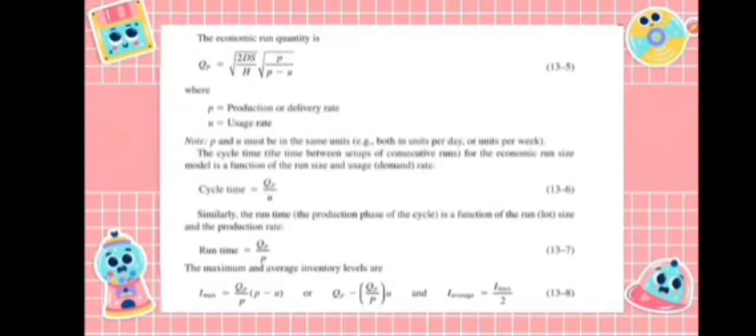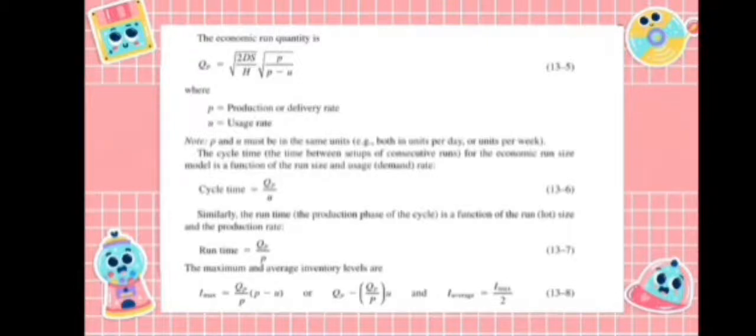The economic run quantity is Qp equals the square root of 2DS over H, times the square root of P over P minus U, where P is the production or delivery rate and U is the usage rate. Note that P and U must be in the same units, for example, both in units per day or units per week.